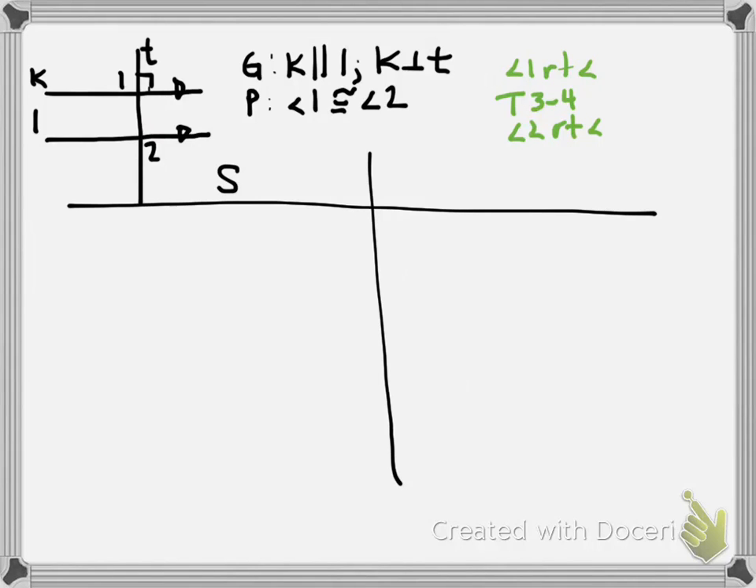So I've got statements and reasons. First is line K is parallel to line T. Also, line K is perpendicular to line T.